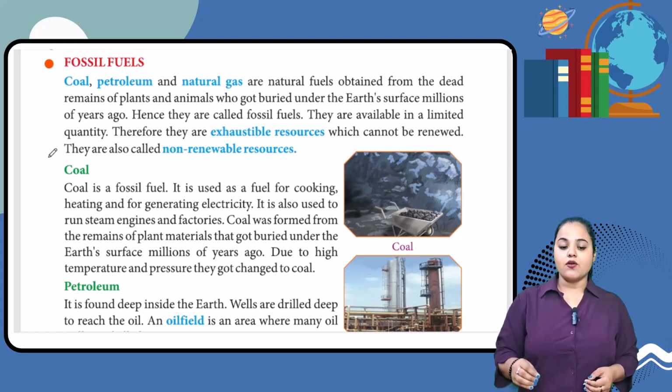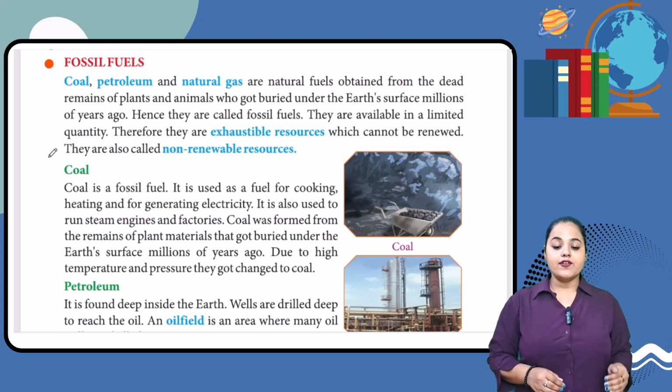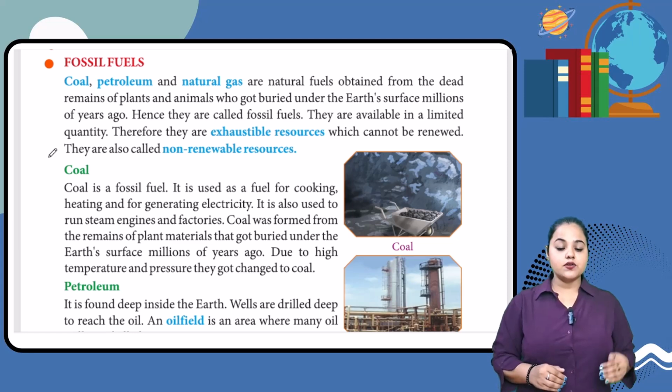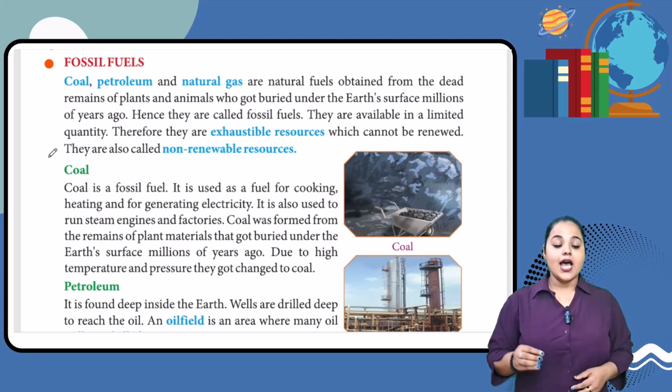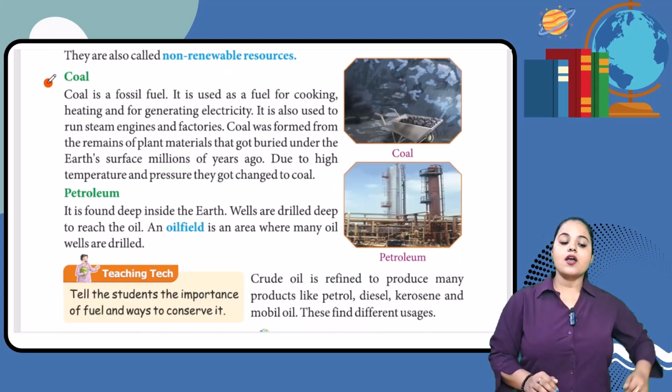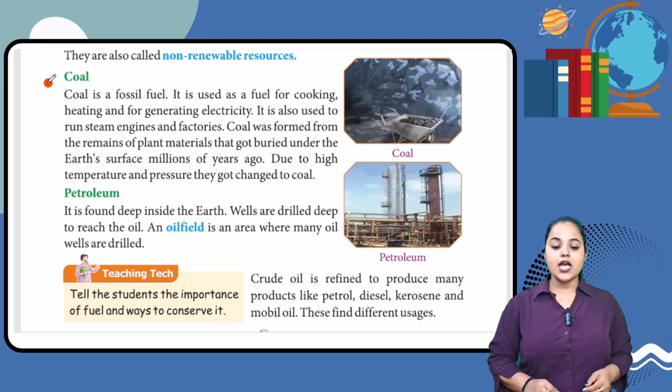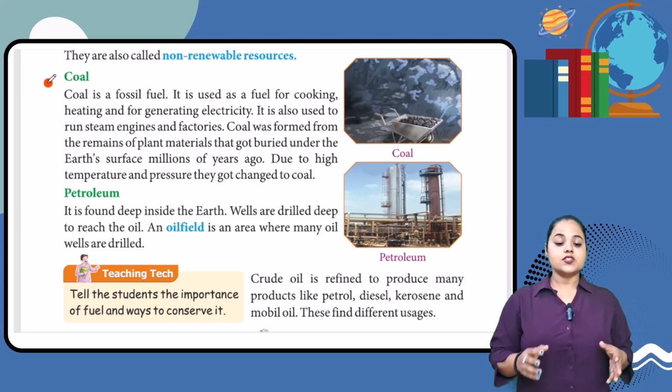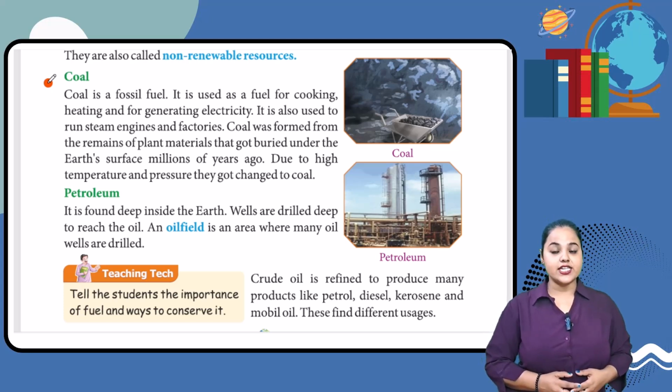Hence, they are called fossil fuels and they are available in limited quantity. Therefore, they are exhaustible resources which cannot be renewed, and they are also called non-renewable resources. Then we have coal. Coal क्या है? Coal is a fossil fuel and ये use होता है as a fuel for cooking, heating and for generating electricity. It is also used to run steam engines and factories.